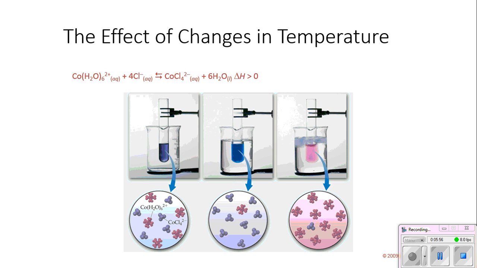So, the effect of changes in temperature on equilibrium. In equilibrium, you can increase or decrease the temperature. In this example, notice we have this color change of your cobalt chloride complex ion from blue to pink, and back and forth, then from pink back to blue. So it's going to go from blue to pink.